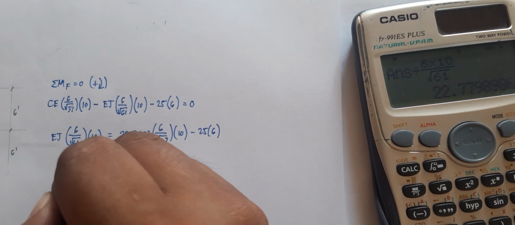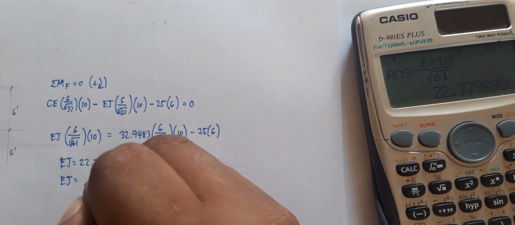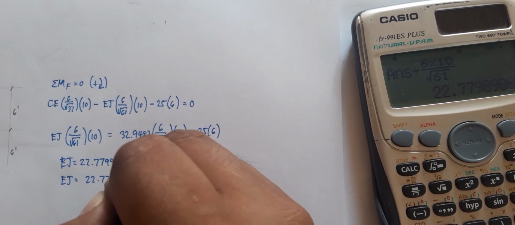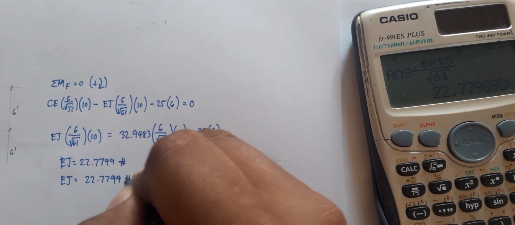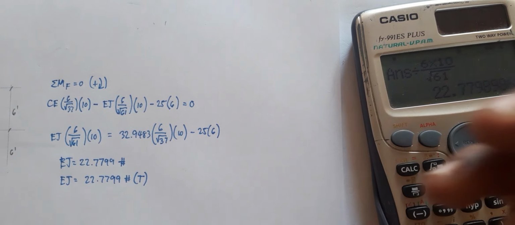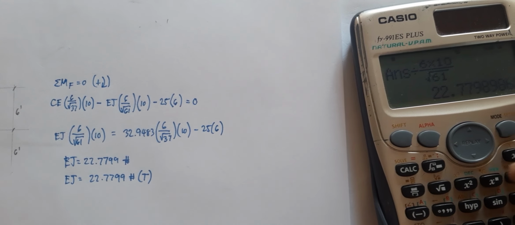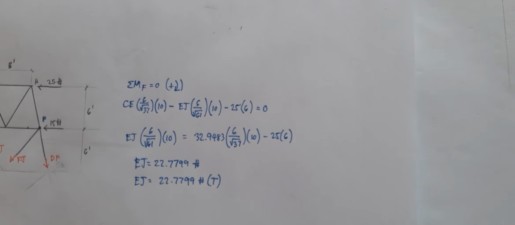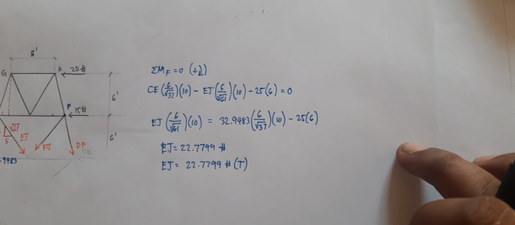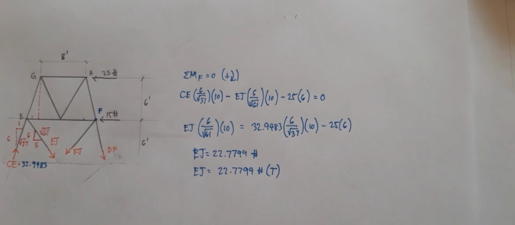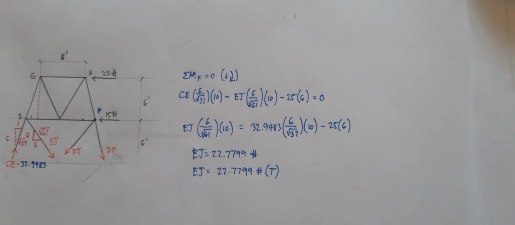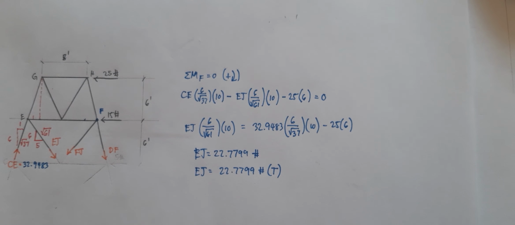So therefore, you can conclude that EJ is 22.7799 pounds tension. Okay, so that ends the last example for method of sections. I hope you understand. If you have any queries, just write them down in the comments, and I'll do my best to answer your question.